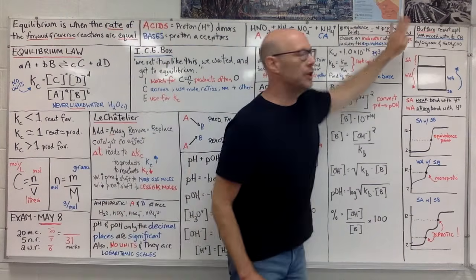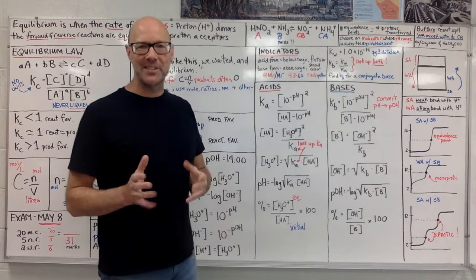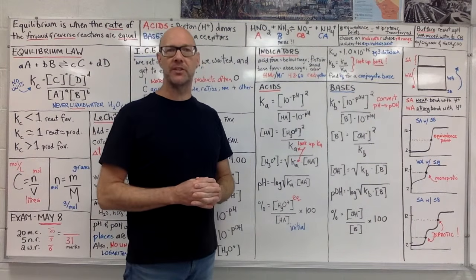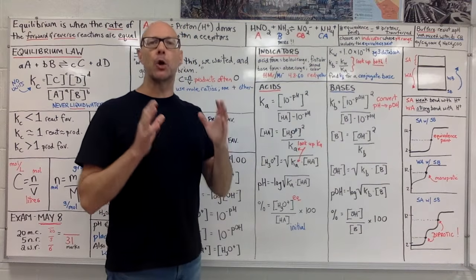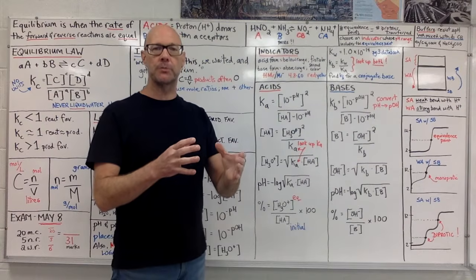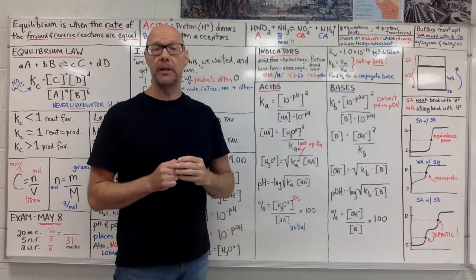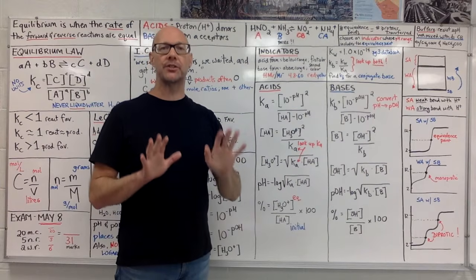Finally, we ended the unit talking about buffers. Buffers are weak acids mixed with their conjugate bases, and those mixtures are resistant to pH changes. We have a buffer system set up, add a little bit of acid or add a little bit of base, and the pH is stable.